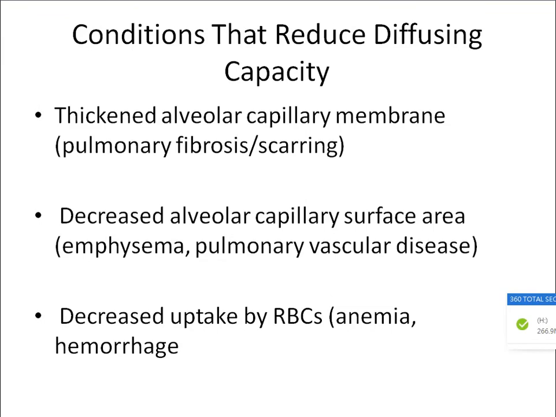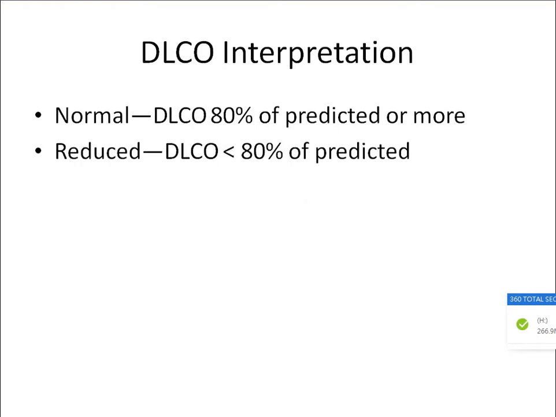Conditions that reduce diffusing capacity: thickened alveolar capillary membrane, pulmonary fibrosis scarring, and decreased alveolar capillary surface area, as in emphysema patients and pulmonary vascular disease. So the DLCO test will be decreased. In anemia and hemorrhagic conditions, there will be decreased uptake by RBCs, so DLCO is again decreased. Normally the DLCO value is 80% predicted or more. Less than 80% predicted, it is decreased.